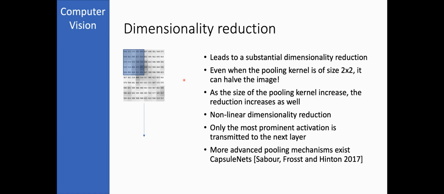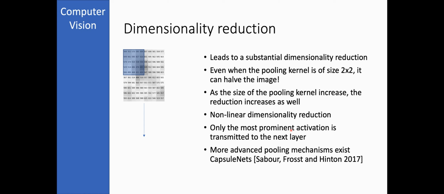And again, this leads to a substantial dimensionality reduction. When we do pooling, basically, if the kernel size is 2, and if I apply pooling with strides 2, then it simply halves the image size. And as the size of the pooling kernel increases, the reduction will also increase. And it's quite nice because I basically add another level of nonlinearity in the system. So I basically achieve nonlinear dimensionality reduction when I do pooling.